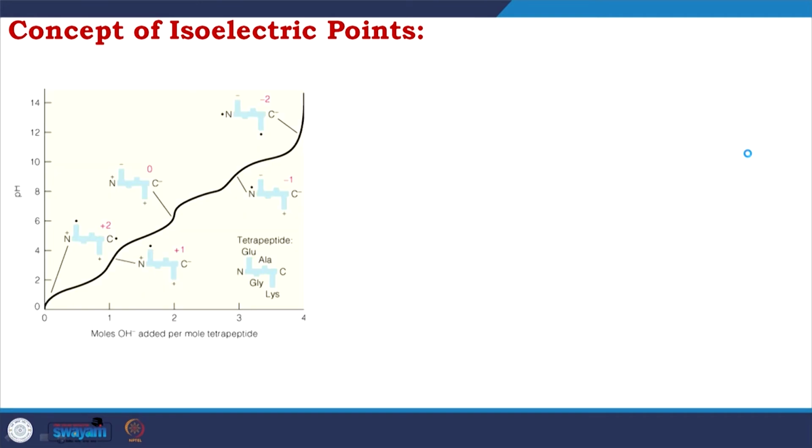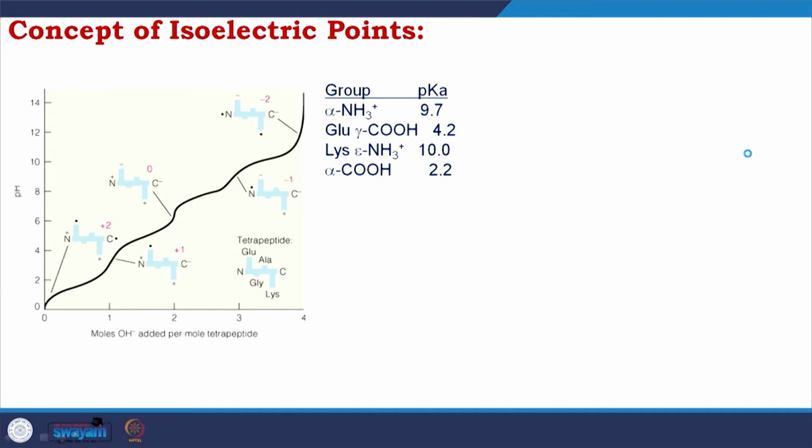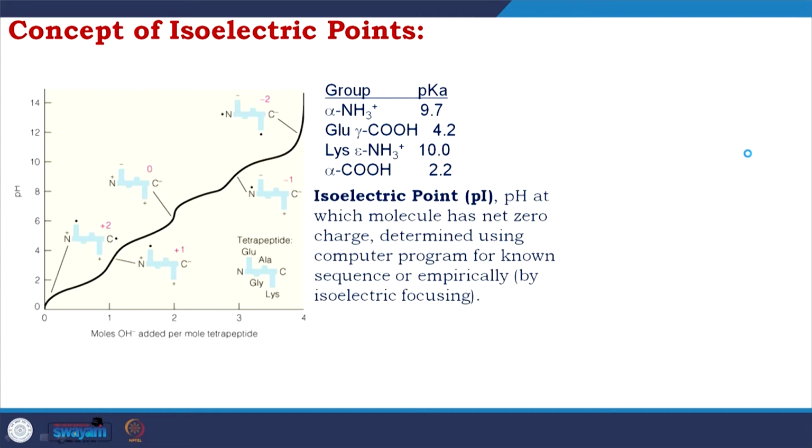I have already talked about the concept of isoelectric points. So, you remember isoelectric point is different for a protein whose side chain is neutral, whose side chain is acidic, whose side chain is basic. That is what is written here. Based on those side chains, pK value would be different and pI would be different. pI is isoelectric point, I have discussed. It is the pH at which a molecule has net zero charge, determined using a computer program for a known sequence or empirically by having those pKa values. So, we have already discussed those calculations.